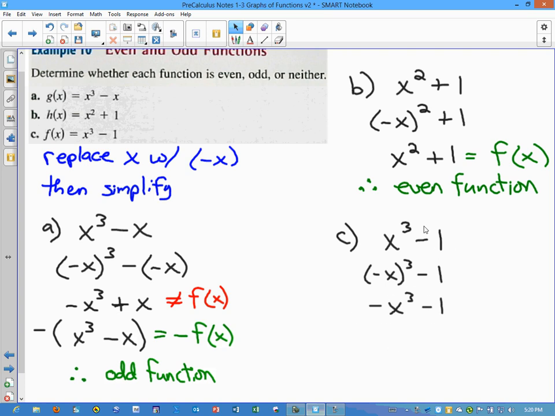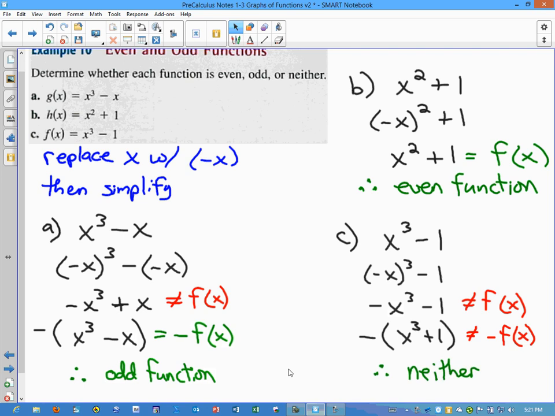Now this expression is not equal to what we started with, so it's not equal to f of x. And to find out if it's equal to the negative of f of x, I would factor out a negative sign. When I do that, I get a positive x cubed and a positive 1. And notice how that inside is still not equal to what we started with, so it's not equal to negative f of x. So if it's not equal to either of those, then we would say, therefore, it is neither an even function nor an odd function. So functions can be even, functions can be odd, or they can be neither. Okay, and that would be the algebraic approach for even and odd functions. And we're done.